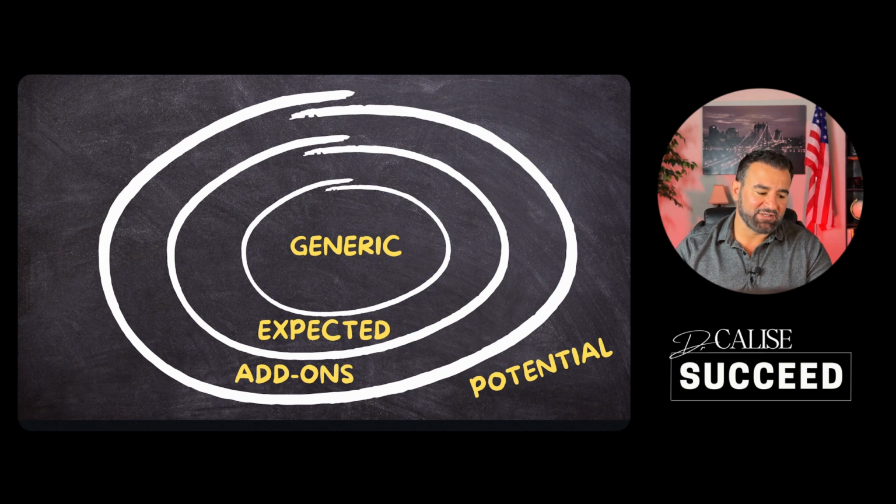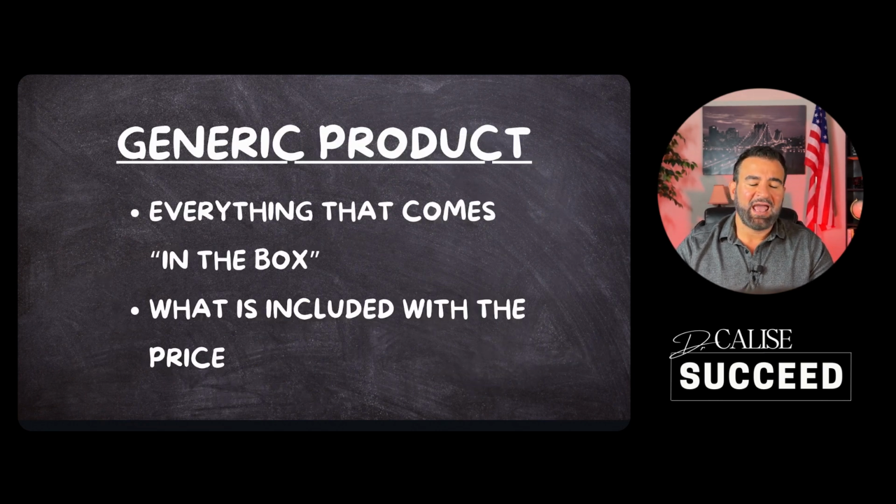All right, so let's take a look at this. In the core, we have what we call the generic product. And this is exactly that. It is the generic product. It is the core of the solution. So what this here is, is what is included in the box, or otherwise what's included in the price.